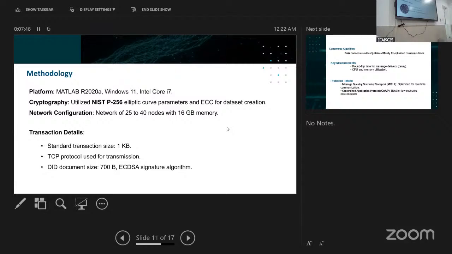For our network configuration, we had between 25 to 40 nodes, and the memory was 16 gigabytes. As you see here, in the transaction details the standard size was 1 kilobyte. The TCP protocol was used for the transmission, and the DID document size was 700 bytes, and this is the algorithm that we used inside the DID.